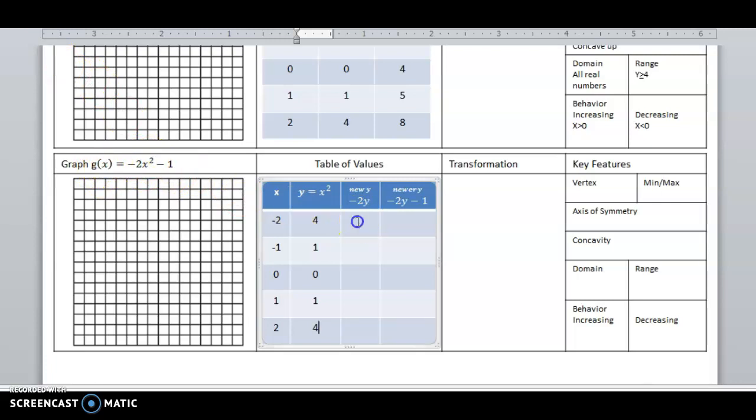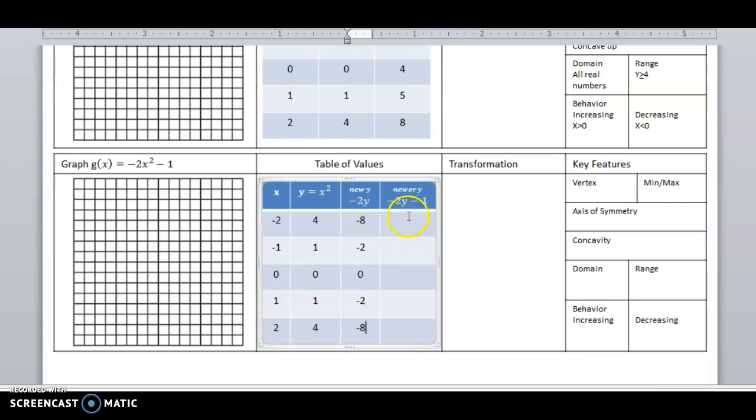So if we multiply 4 by negative 2, we get negative 8. 1 times negative 2 is negative 2. 0 times negative 2 is 0. 1 times negative 2 is negative 2. And then 4 times negative 2 is negative 8.